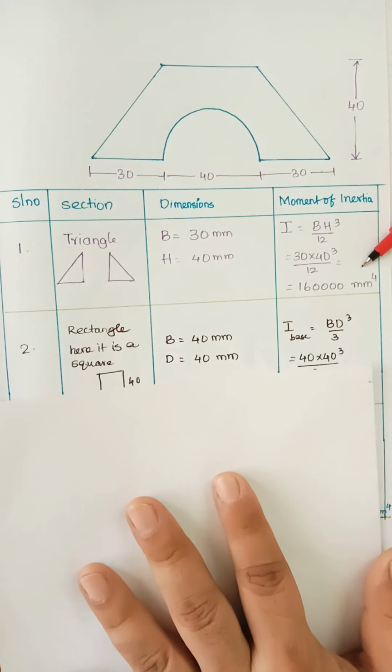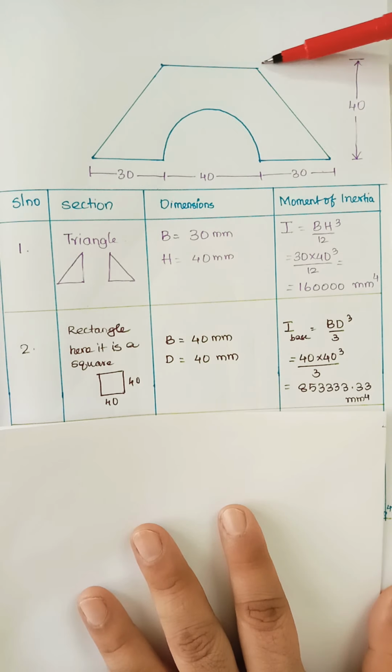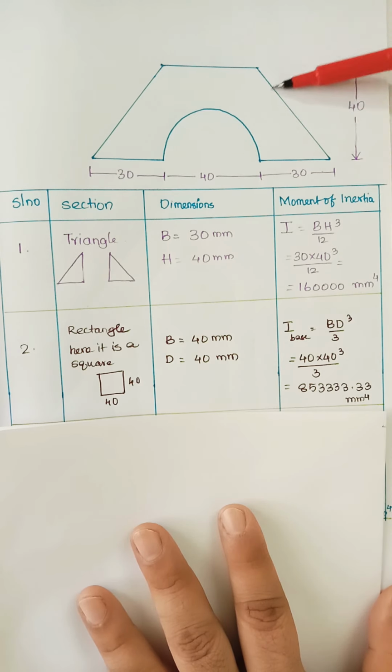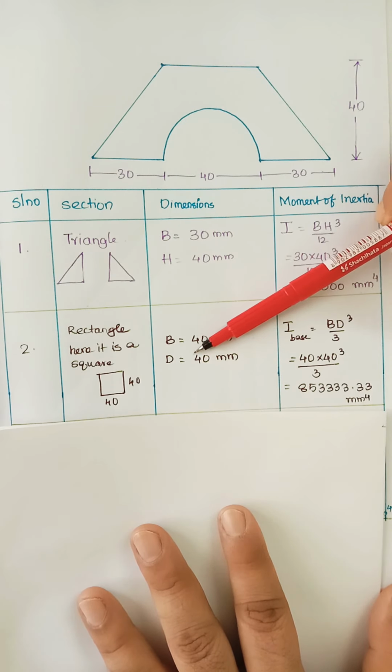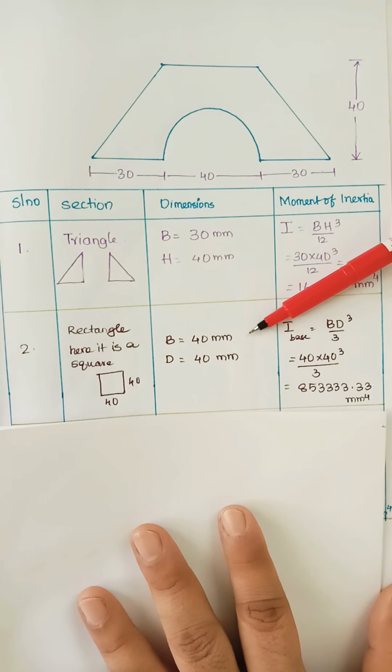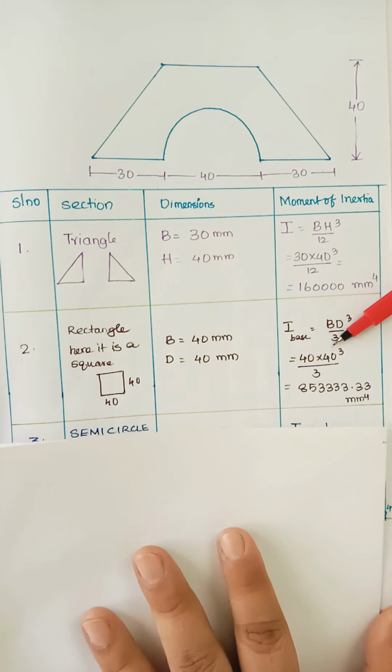Okay, the next one is the rectangle or square, the middle portion we have taken earlier, right? Now this middle portion I am considering here. The width of the section is 40 millimeter, the depth of the section is again 40 millimeter, or you can take that as side S, which is equal to 40. Now the moment of inertia with respect to base is equal to bd cube divided by 3. So obviously this will become 85333 millimeter to the power 4.